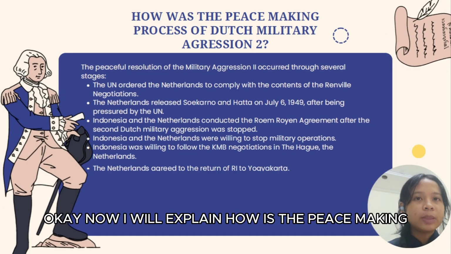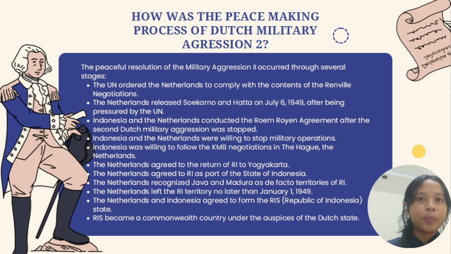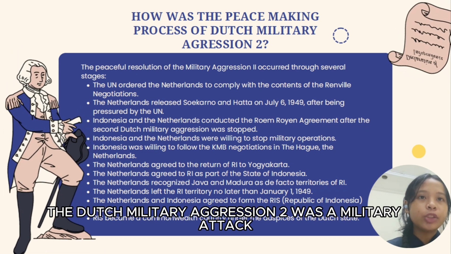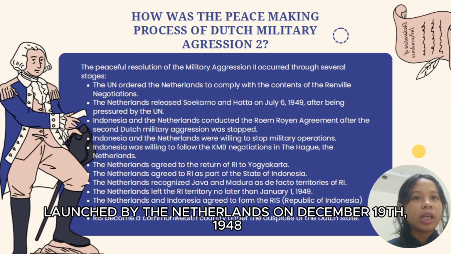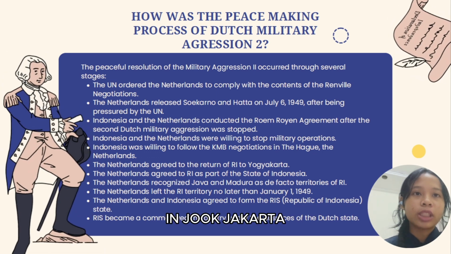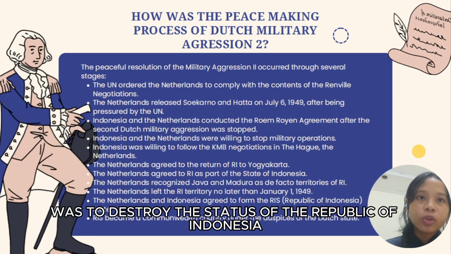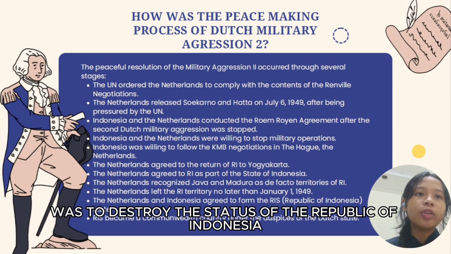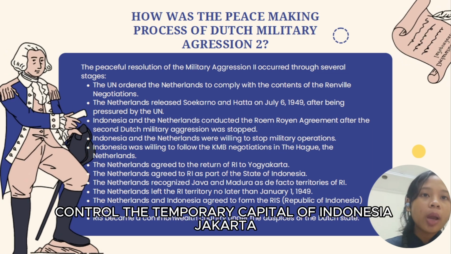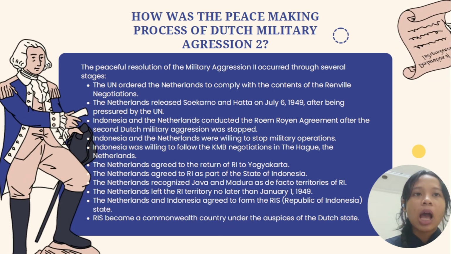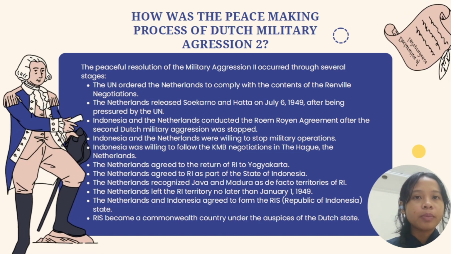Okay, now I will explain how the peacemaking process of Dutch military aggression 2 went. Dutch military aggression 2 was a military attack launched by the Netherlands on December 19, 1948 in Yogyakarta. The purpose of military aggression 2 was to destroy the status of the Republic of Indonesia as a state entity, control the temporary capital of Indonesia, Yogyakarta, and capture the leaders of the Indonesian government.